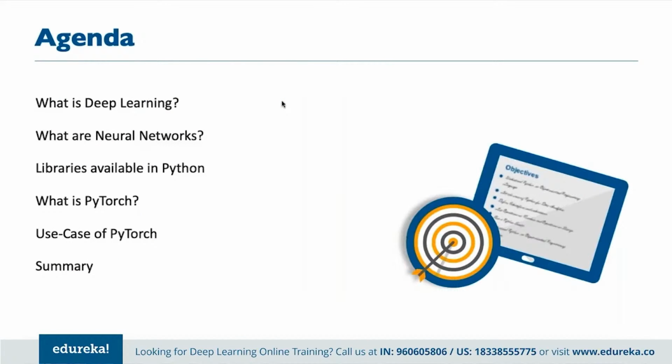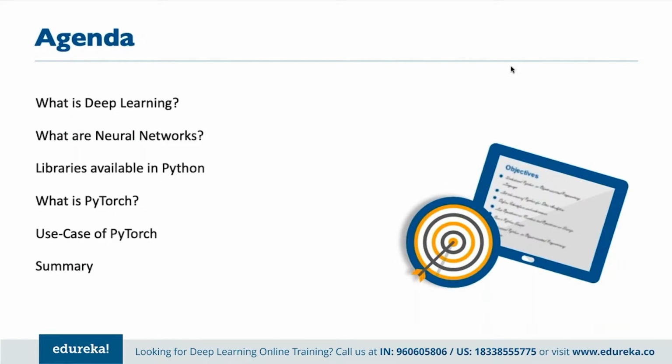Now, the main agenda for today's session is we'll be discussing deep learning. What exactly are neural networks? What are the different libraries available in Python? What exactly is PyTorch? What are different use cases of PyTorch? And then we'll have a quick summary of whatever we have discussed so far, right? So that's in a nutshell what we'll be covering today, guys. So now let's get started.